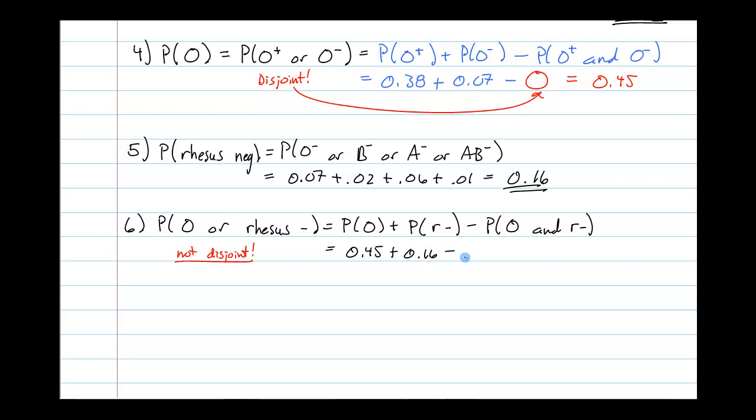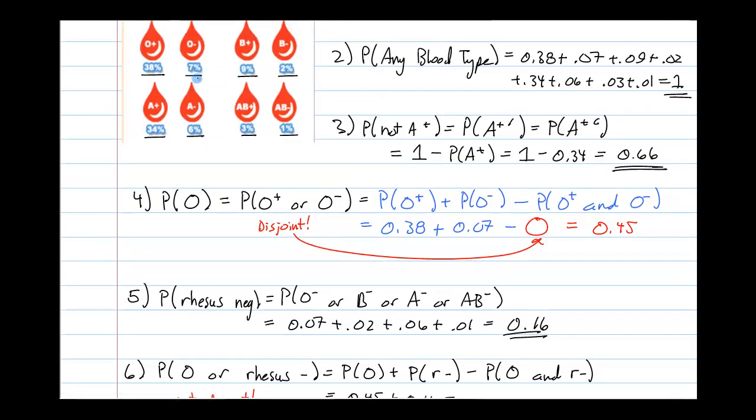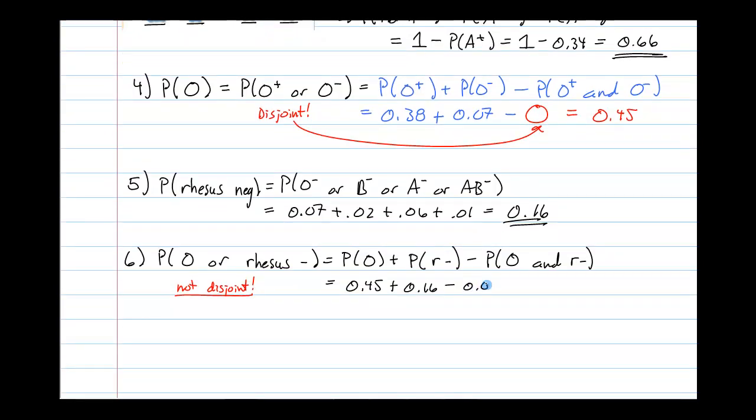Now I need to look at the probability of both O and rhesus negative. Well, let's go ahead and look up at my table here. O and rhesus negative was 7%, or 0.07. So when I combine all these, I get 0.54. So about 54% of the population is either O or rhesus negative. So from data, we can actually find out a lot of different probability statements. And so it's kind of interesting to look at that.